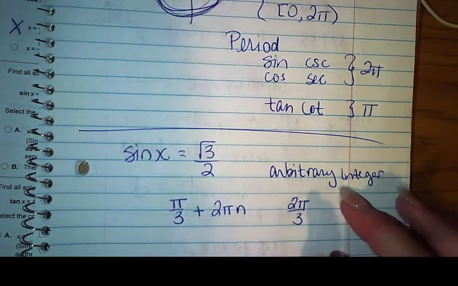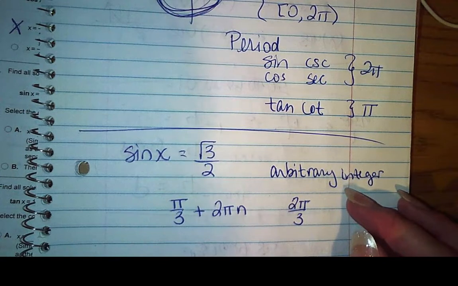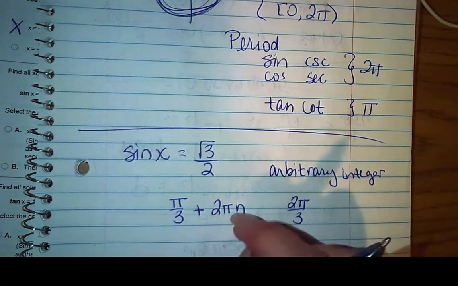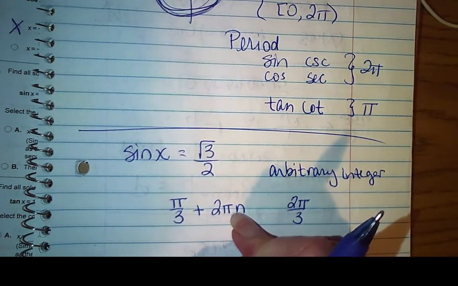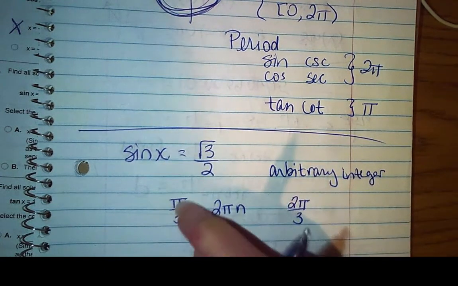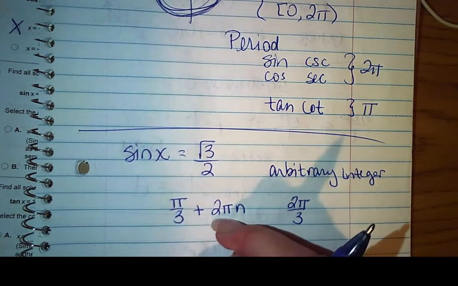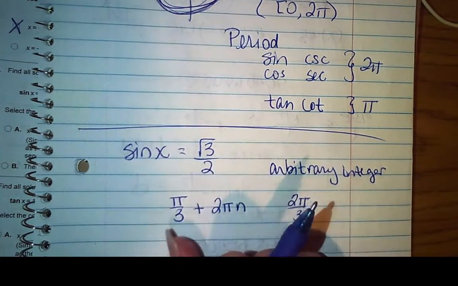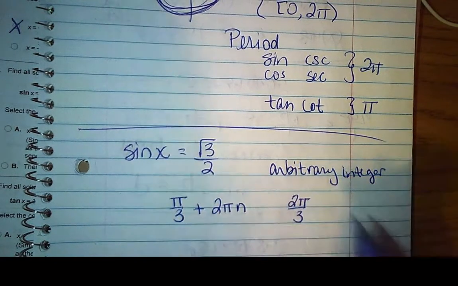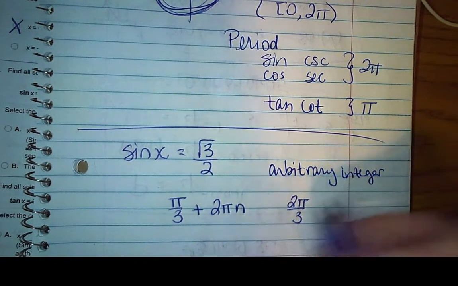Oh, let's grab another integer. So if I grab a negative 6, 2 pi times negative 6 is negative 12 pi. So pi over 3 minus 12 pi, which is 6 laps of the unit circle, will land me at root 3 over 2. Okay, so you're going to use n for this integer.